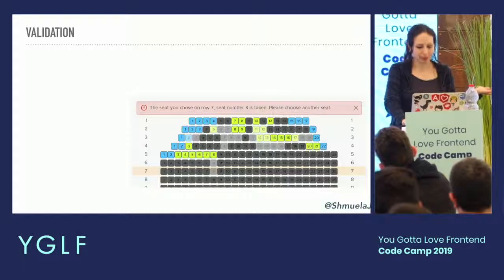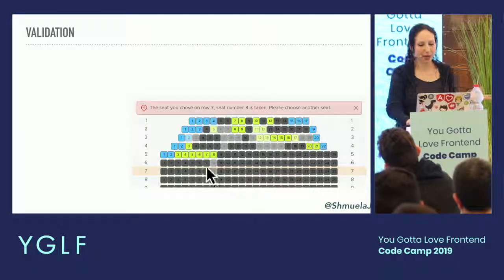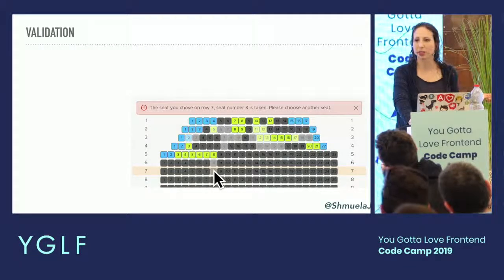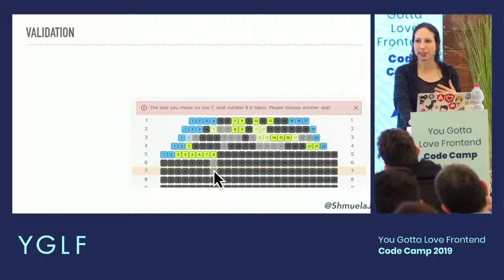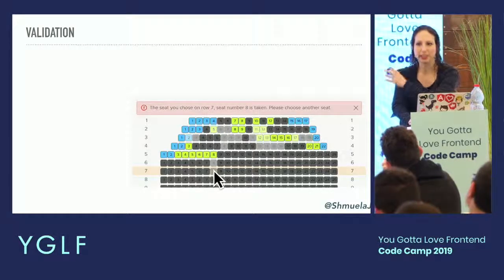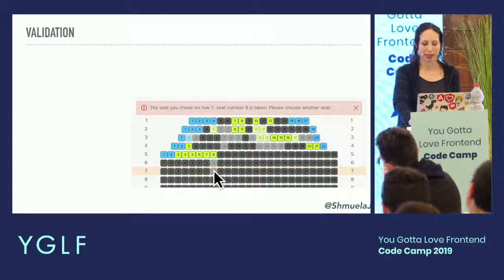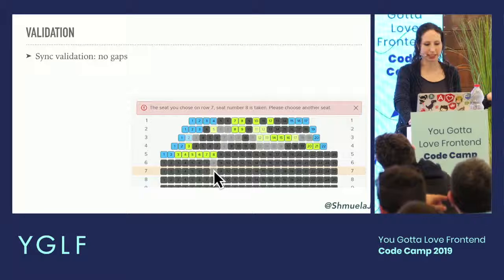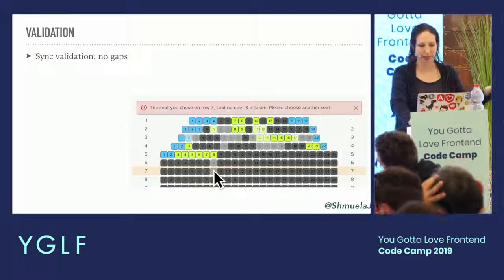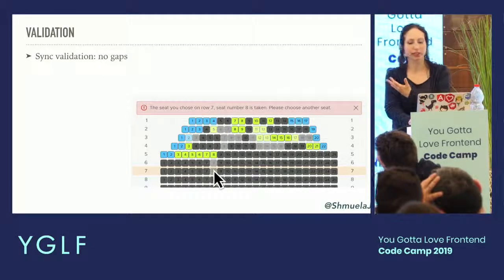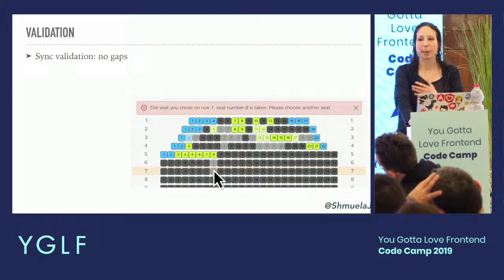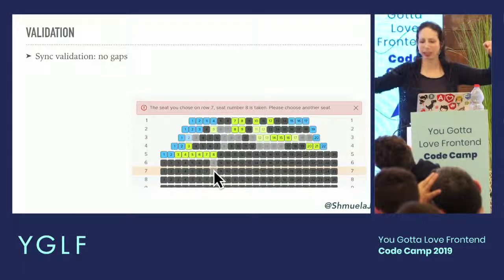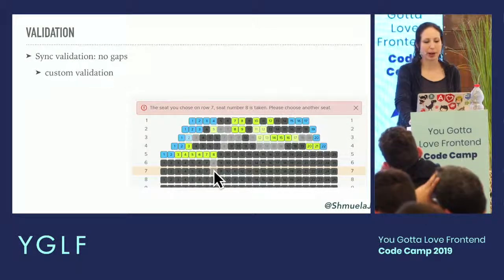Okay, validation. So what do we have in validation? Like we saw, we click on a seat, and if it's already taken by someone and it hasn't been updated yet, it checks and gives us an error from the server, disables it, and also unselects the seat, and also gives us the error message. So I mentioned the synchronous validation of making sure that there are no gaps. I'll just say something quick about that.